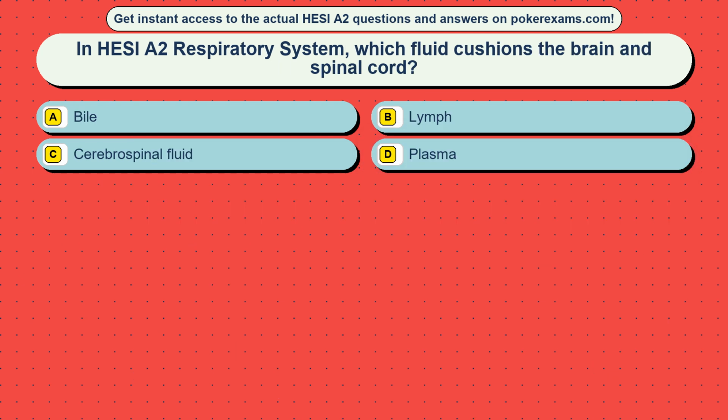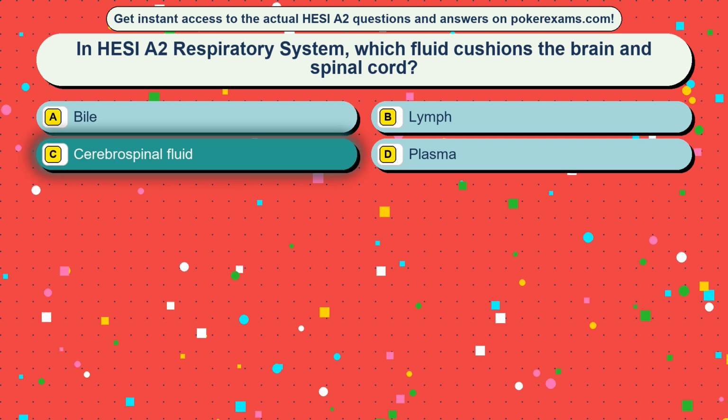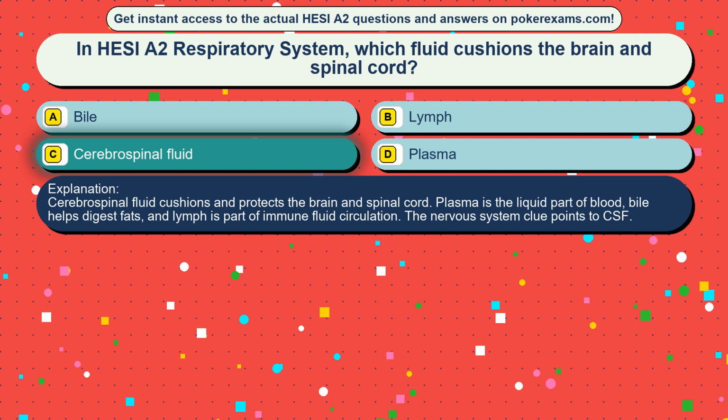Question 3. In HESI A2 Respiratory System, which fluid cushions the brain and spinal cord? Option A bile, option B lymph, option C cerebrospinal fluid, option D plasma. The correct answer is option C, cerebrospinal fluid. Cerebrospinal fluid cushions and protects the brain and spinal cord. Plasma is the liquid part of blood, bile helps digest fats, and lymph is part of immune fluid circulation. The nervous system clue points to CSF.